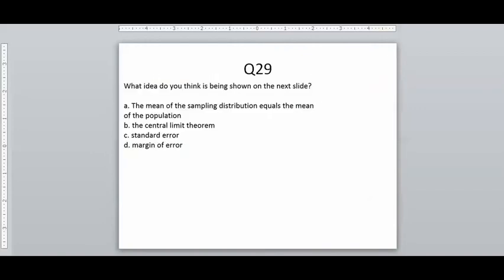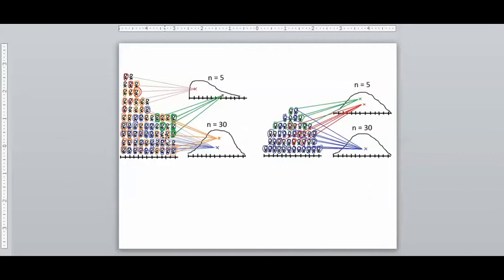This curve is showing B, the central limit theorem, because what it's saying is that we have the 5 red people who have a mean right here. We have the 5 green people who have a mean right here. So the red and the green are 2 possible samples of 5 people that could be selected from the skewed population. Since we're talking about small sample sizes, the means of these small samples follow a positively skewed curve.